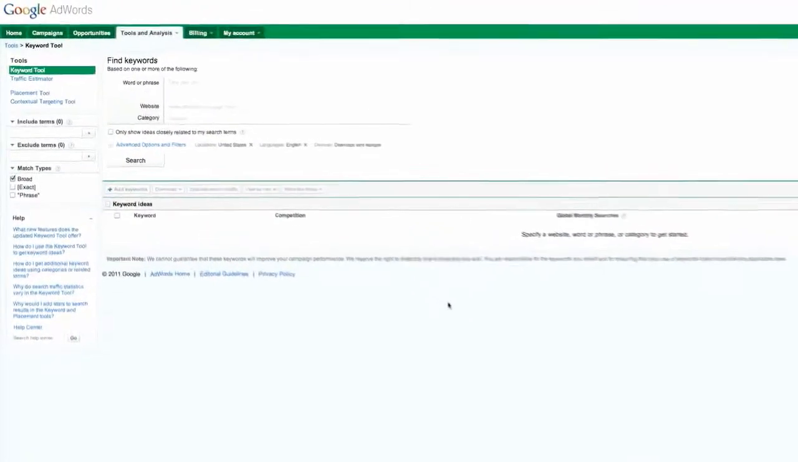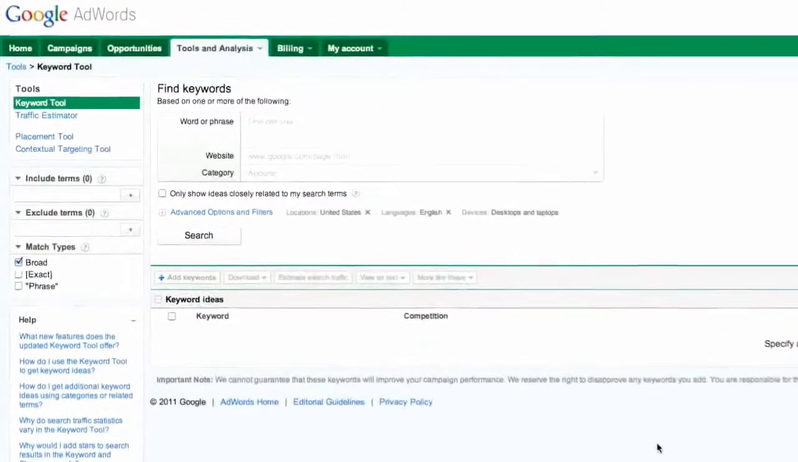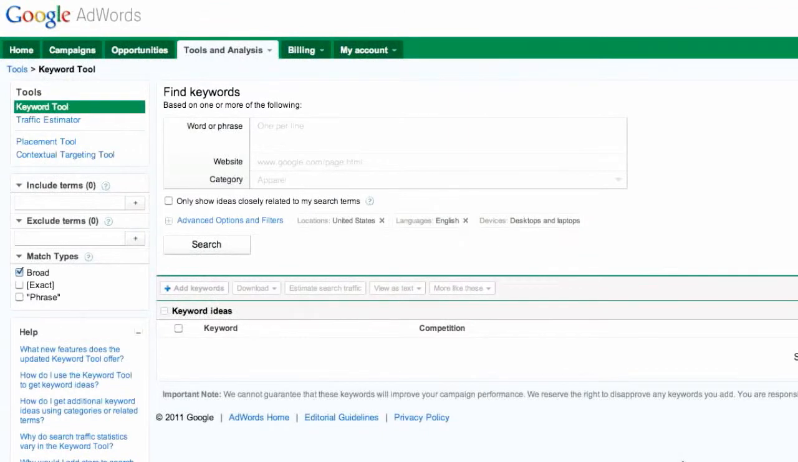So today, we'll go over one of the most powerful tools, the Google AdWords tool. If you aren't familiar with it yet, you're running behind the pack. But don't worry, it's free, it's user-friendly, and it's very powerful.